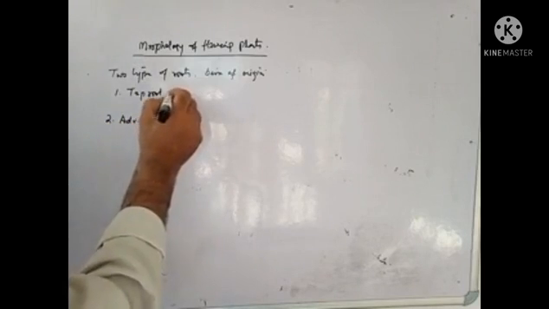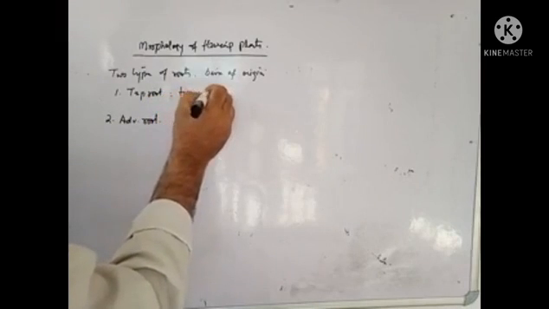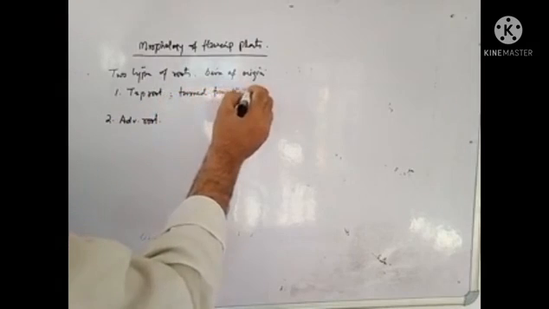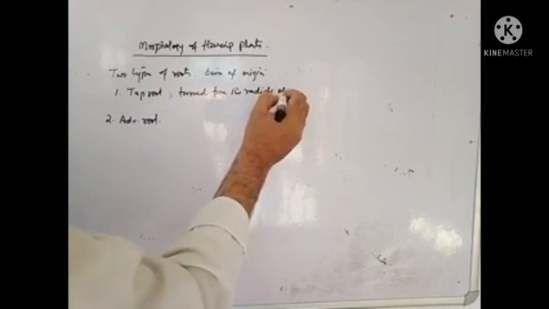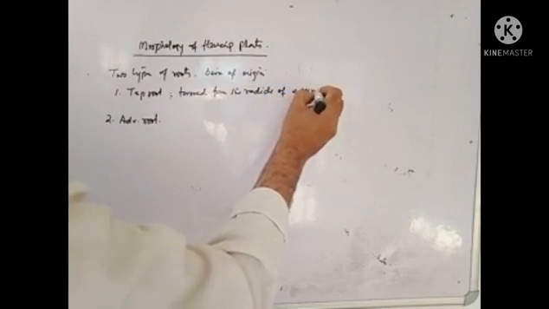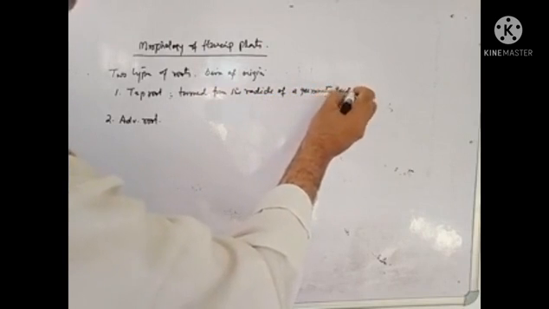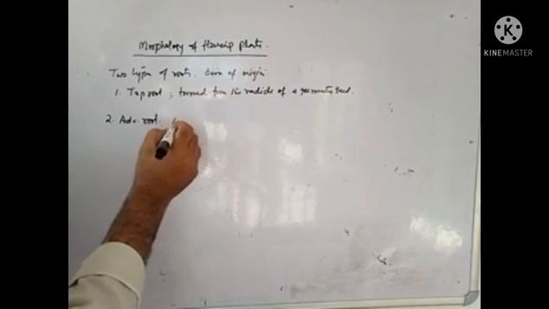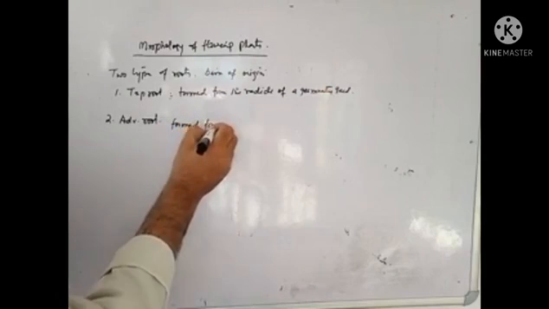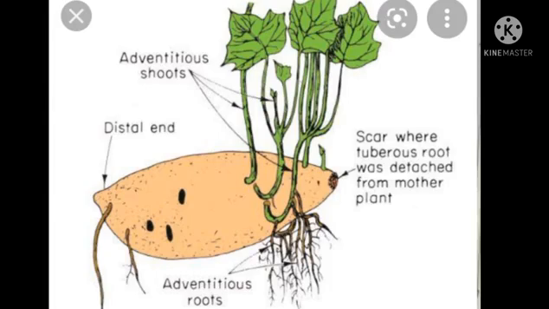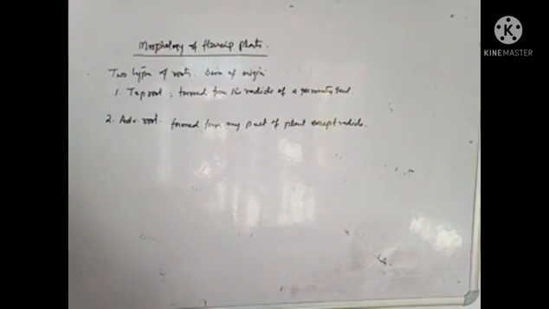Taproot is formed from the radical of a germinating seed, whereas adventitious root is formed from any part of the plant except radical. तो रेडिकल के अलावा जिस किसी पार्ट से भी रूट डेवलप होगा उसको हम एडवेंटिशियस रूट कहते हैं, और जो रूट रेडिकल से डेवलप होता है उसको हम टैप रूट कहते हैं.